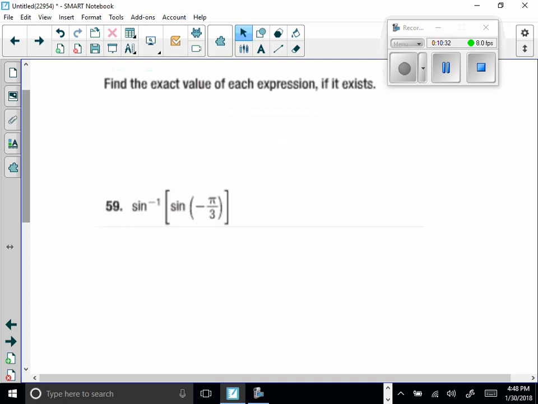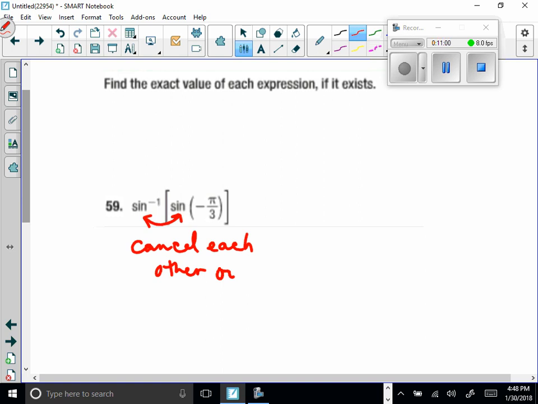Example 59, that is from lesson 4-6. And it's just using inverse sine and just figuring out what the function is. This is kind of an easy one because when I layer them on top of each other, anytime I take the sine inverse of sine or the sine of sine inverse, these two guys will just cancel each other out. So all I'm left with is what's in the parentheses, which is negative pi over 3.